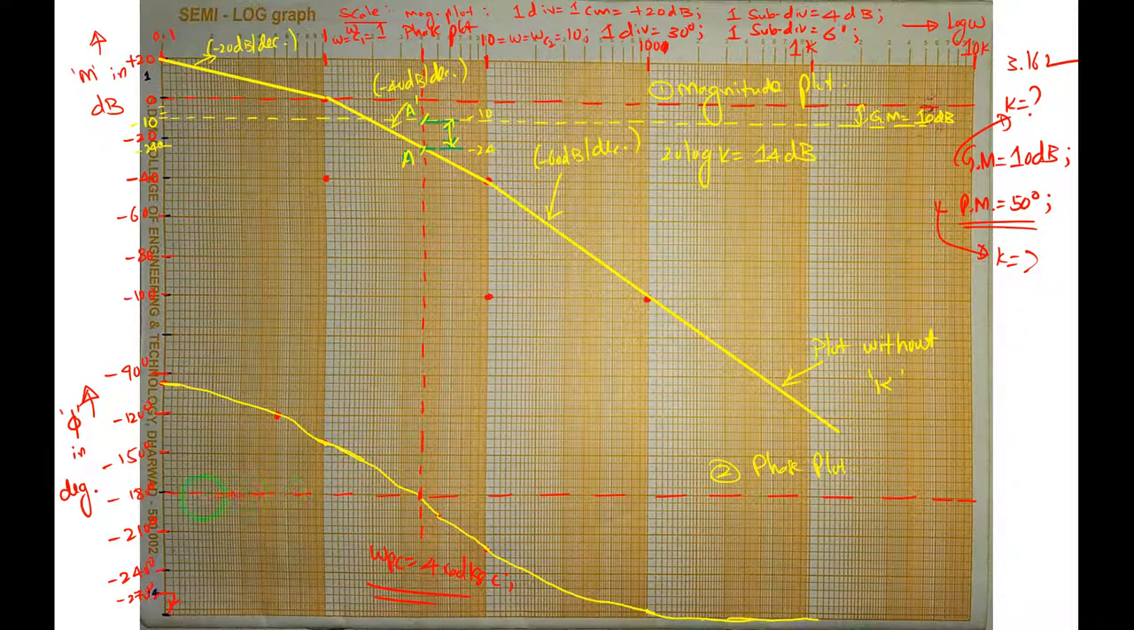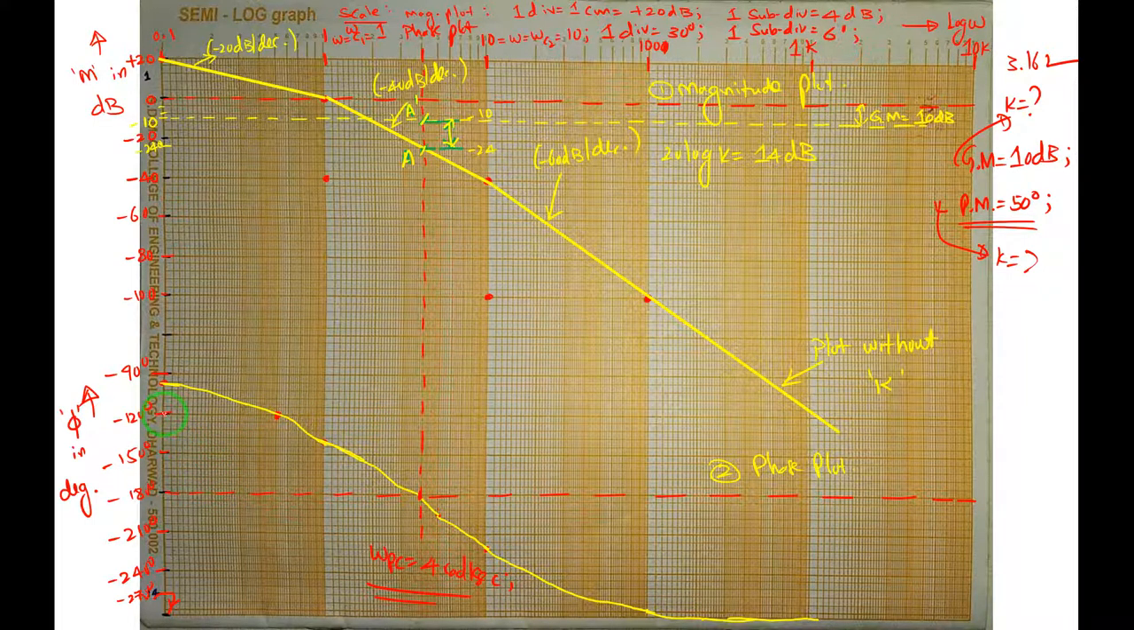Minus 180 degrees is the reference line. If I measure above, it is positive; if I measure below, it is negative. I want plus 50 degrees, so I should measure above. The reference line is minus 180, so 50 degrees up: minus 180 plus 50 gives minus 130. At minus 130 I will mark.